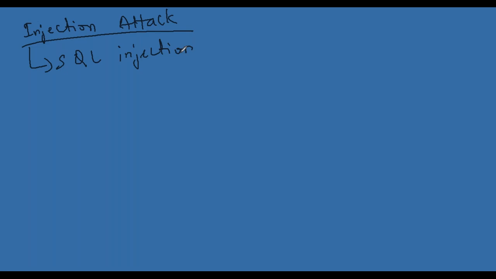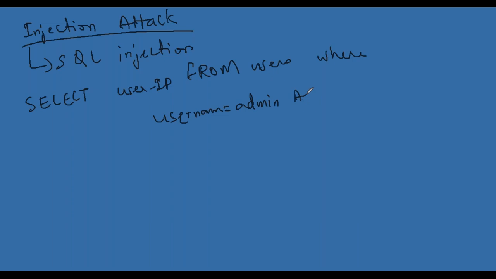SQL usually uses commands like, let's say, select user_ID from users where username equal to admin and password equal to, say, test. This is one of the queries usually sent to the database server to retrieve the details of the user admin with the password test.